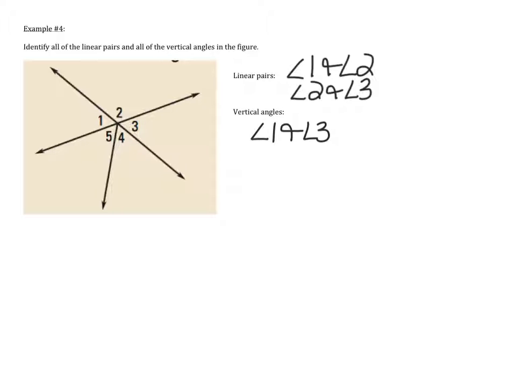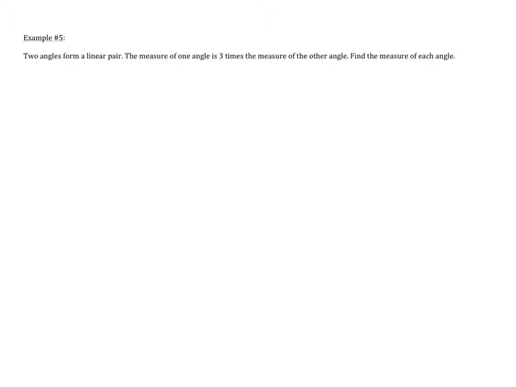In the past, I've had kids think that angle 2 is a vertical angle with either angle 4 or angle 5 because their claim was that angle 2 sat across from angle 4 or that angle 2 sat across from angle 5. However, you need to remember that vertical angles are formed by the same two intersecting lines. Angle 2 and angle 4 are not formed by the same two intersecting lines, and neither are angle 2 and angle 5.